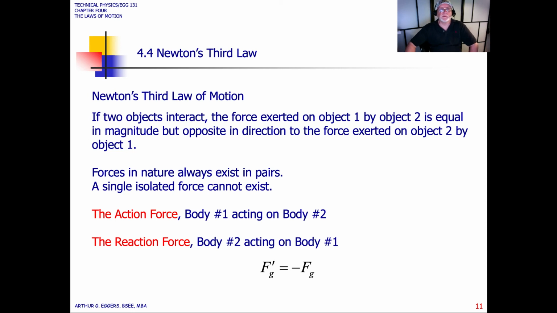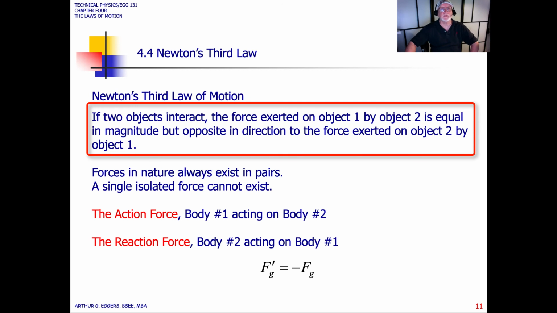So now let's proceed. We've looked at Newton's first and second laws that define inertia, mass, and objects in motion, and objects at rest. Let's now move on to Newton's third law of motion. Newton's third law of motion states if two objects interact, the force exerted on object 1 by object 2 is equal in magnitude but opposite in direction to the force exerted on object 2 by object 1.